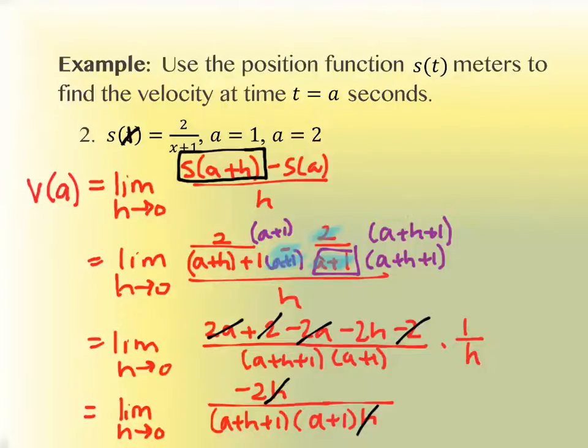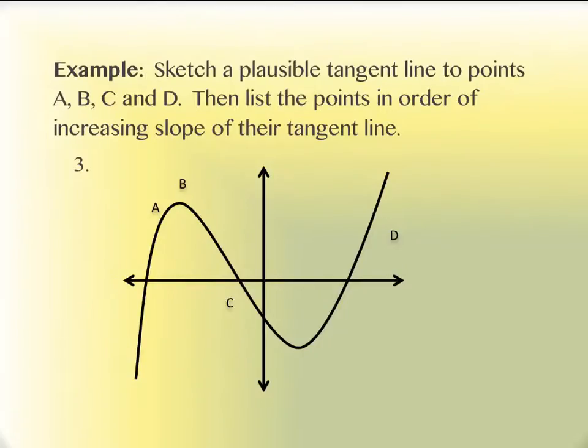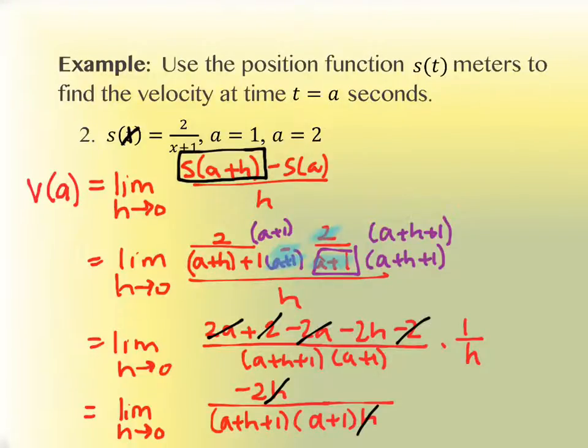Can you just cancel it in the step before that? Yes, you can. I just didn't want to cancel so much that people lost it. All right, so this gives me the limit as h goes to 0 of negative 2 over a plus h plus 1 times a plus 1.